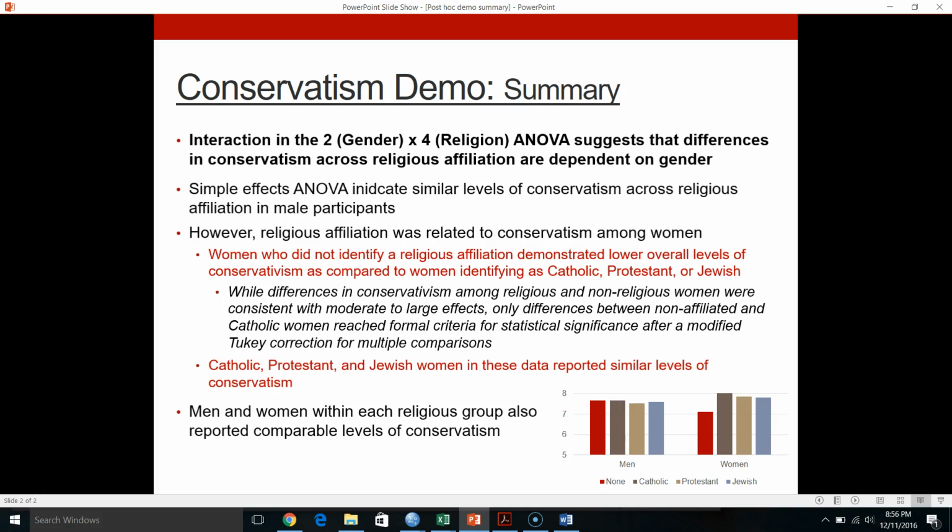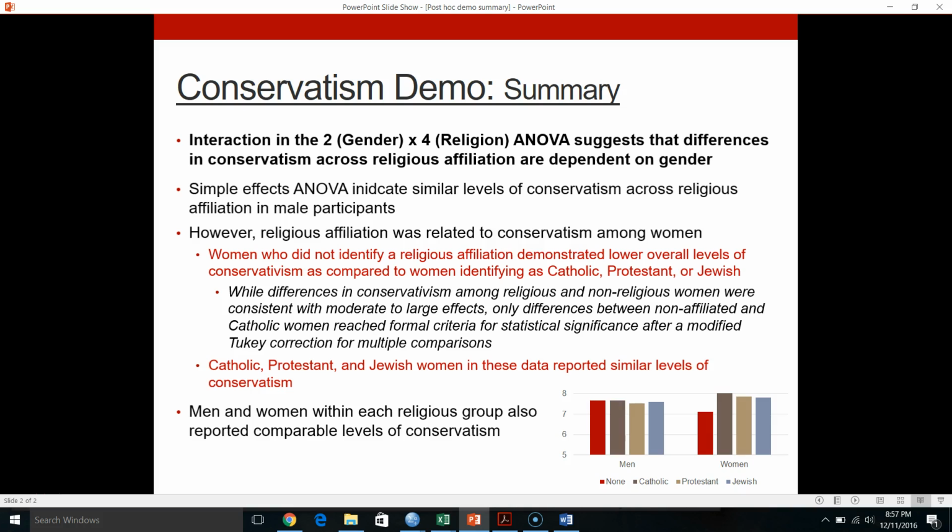But again, what you want to do is pull all this together to try and put together some meaningful discussion about what's really going on in these data. And so one way I might do this, if I was going about it, I might start by talking about that we have an interaction between gender and religion within our ANOVA design, suggesting that differences in conservatism across religious affiliation are dependent on gender, right? So these differences we see in terms of conservatism across different religious groups looks like it's dependent on gender, right? The pattern of differences change whether or not we're talking about men versus women.